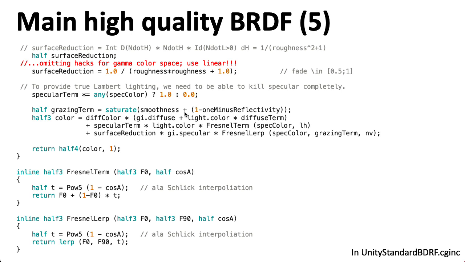That's this smoothness plus 1 minus reflectivity. So I guess it's smoothness plus reflectivity. That is kind of funny. It's 1 minus something. And it's saturated, which means it's limited at 1. Again, I don't know where this comes from. If you know where this comes from, what this is doing, let me know in the comments below. I'd really like to know.